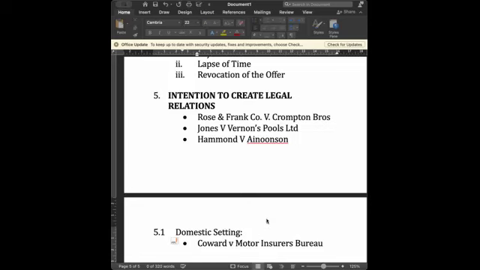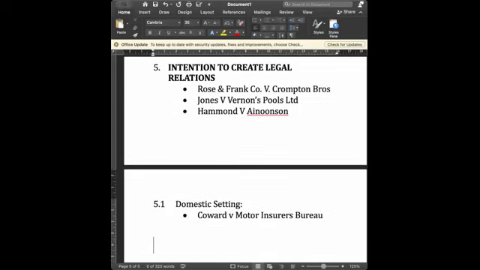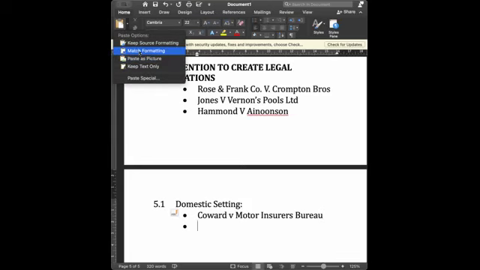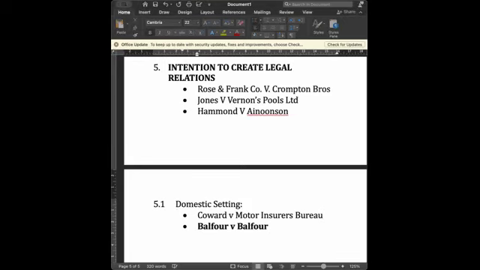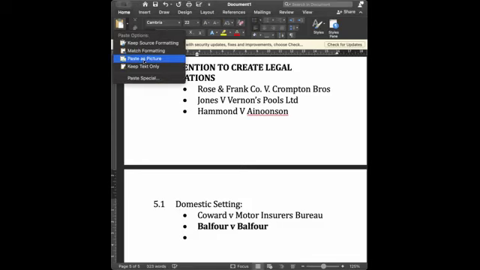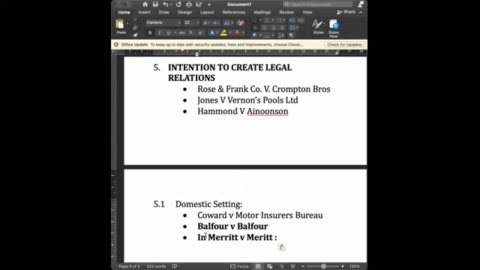Remember the case also of Balfour and Balfour. That case is about a husband and a wife. Remember, there will be a presumption that there was no intention to create legal relations. But remember Merritt and Merritt. For Merritt and Merritt, even though the couple were married, they were separated, and therefore they were not living in amity.